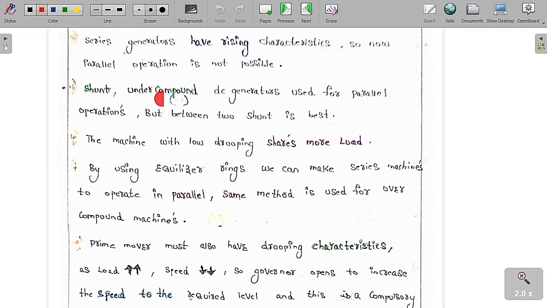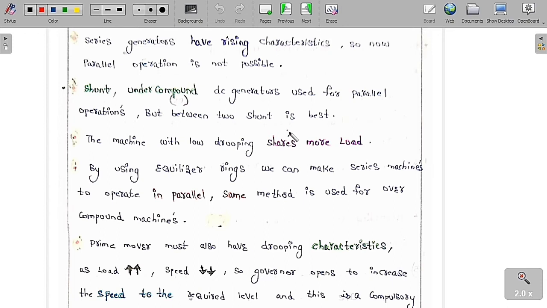Whereas DC shunt generators and DC under compound generators are used for parallel operation, but between the two, the shunt is best. I have already told you the under compound lies between the shunt and the over compound. Between the two, the shunt is the best one because it has less voltage regulation.